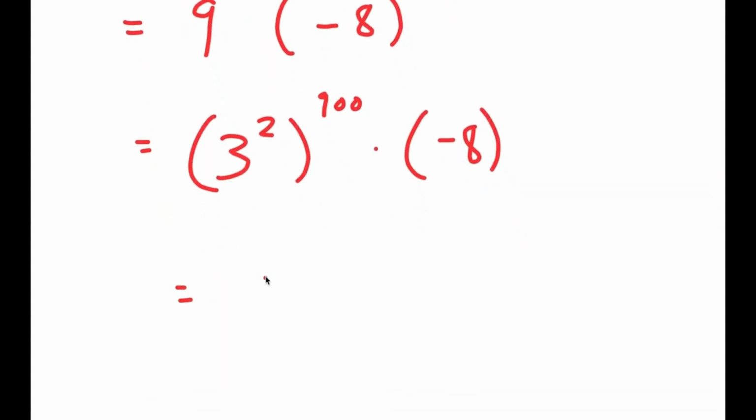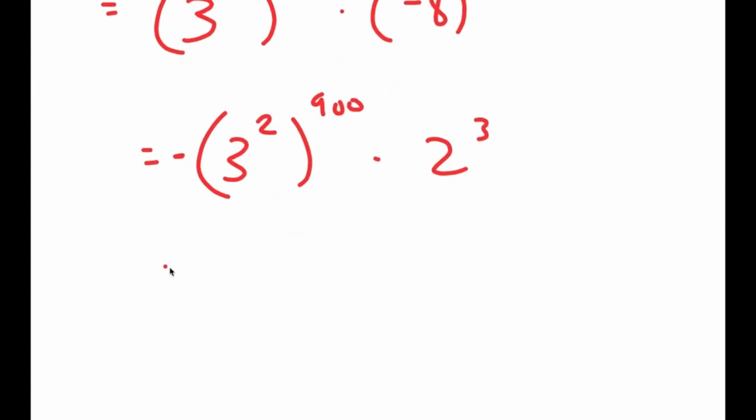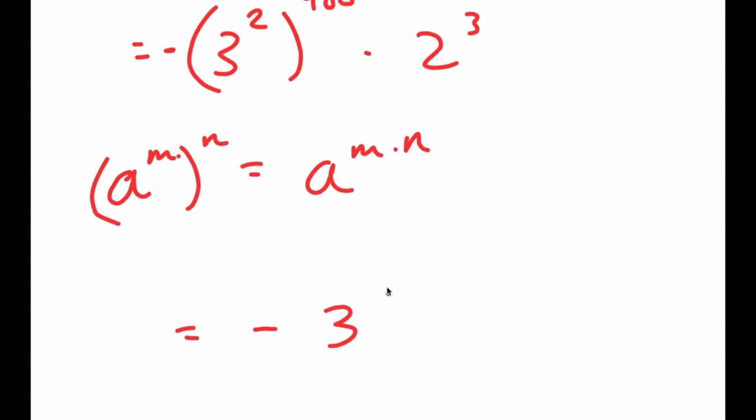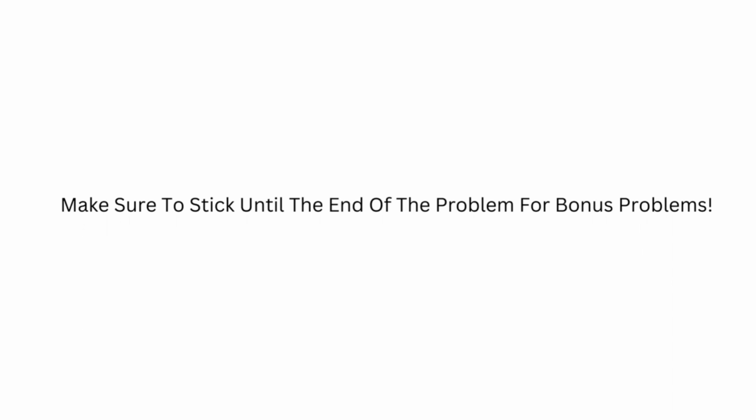And negative 8 I can rewrite as 2 to the power of 3, and I'm going to put the negative sign at the front. Now, if I have something in the form a to the power of m to the power of n, this is equal to a to the power of m times n. So it's going to turn into negative 3 to the power of 1800 times 2 to the power of 3. So this is the most I can simplify this, so this is my answer.